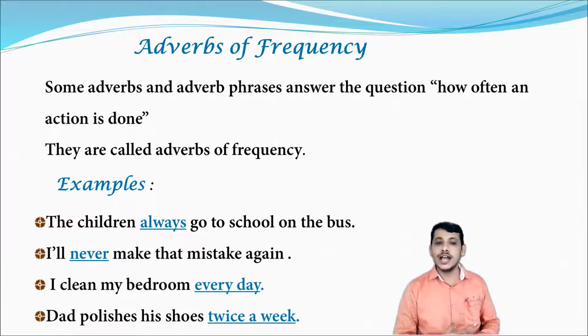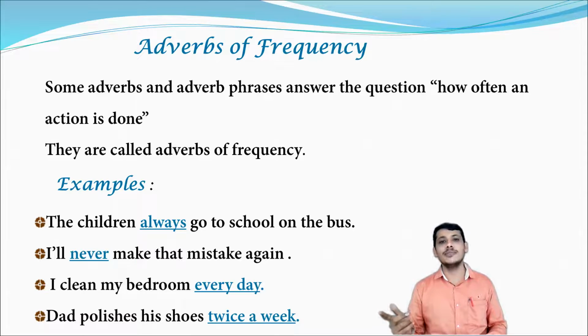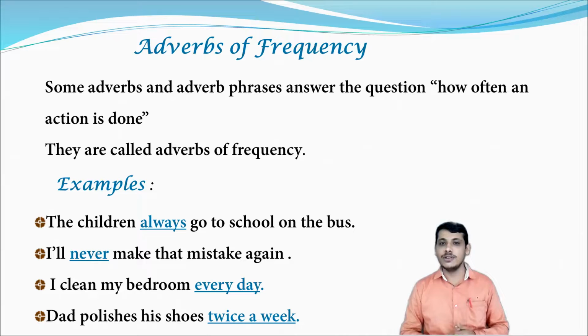Next we have, Dad polishes his shoes twice a week. Twice a week means two times in a week. Thrice means three times. Once means just one time. So these words tell us how often an action is repeated, how many times it will be done. So we call them adverbs of frequency. Words like often, always, never, seldom, once, twice, thrice all come under adverbs of frequency. I hope you understood this.